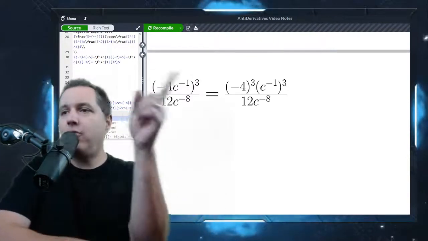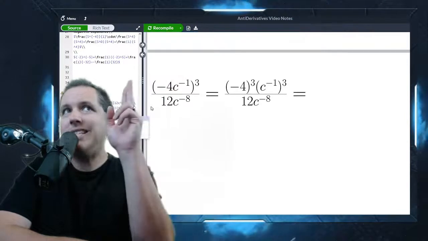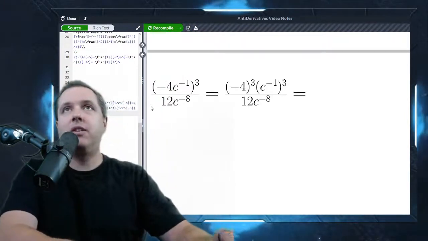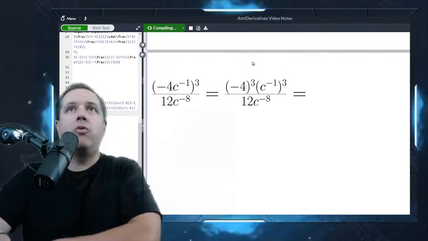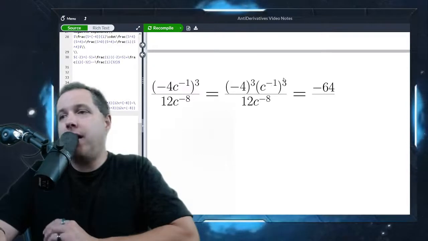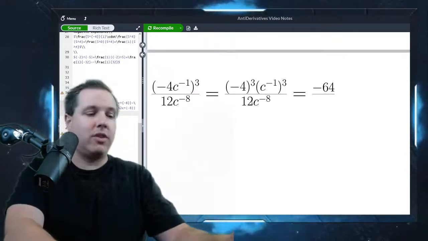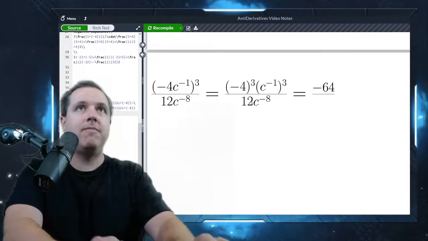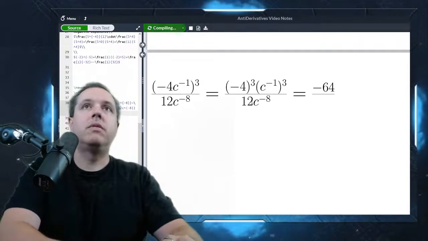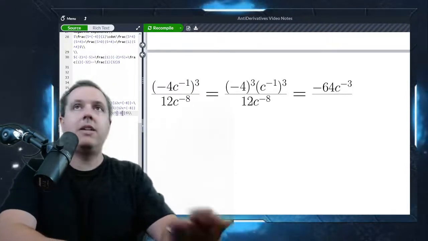Okay, so what's negative 4 times negative 4 is positive 16 times negative 4 is negative 64. Okay, so that piece becomes negative 64. Now what would I do here? Well, this is where I'm supposed to multiply my exponents, right? So negative 1 times 3 gives me negative 3. So that's going to be c to the negative 3. And then we'll still just leave our 12c to the negative 8 on the bottom.